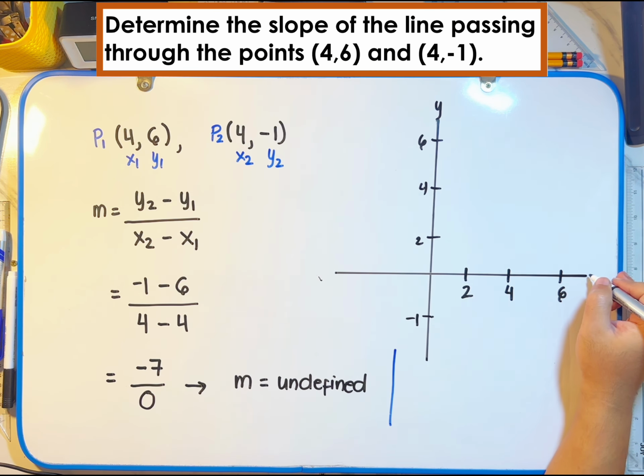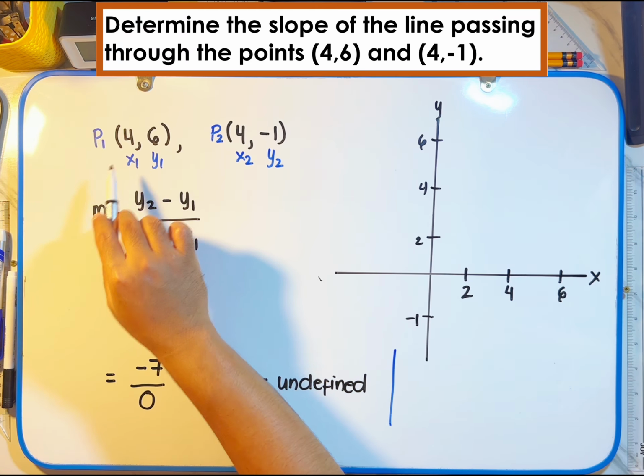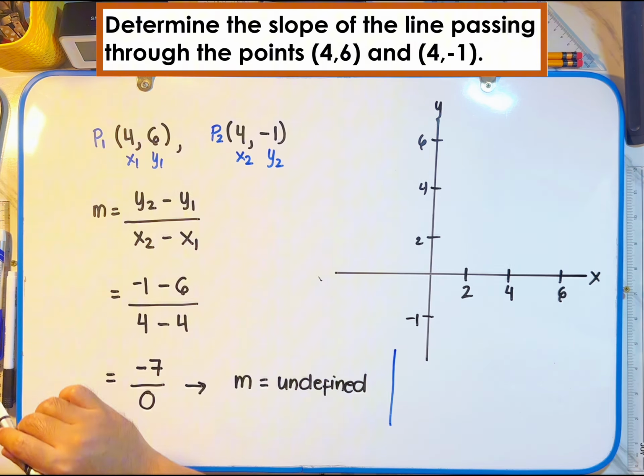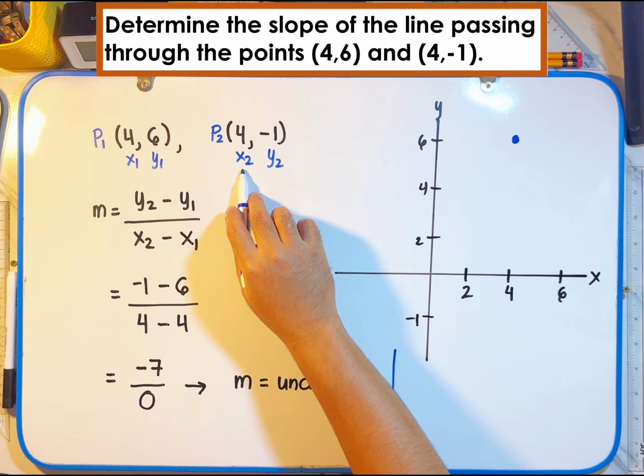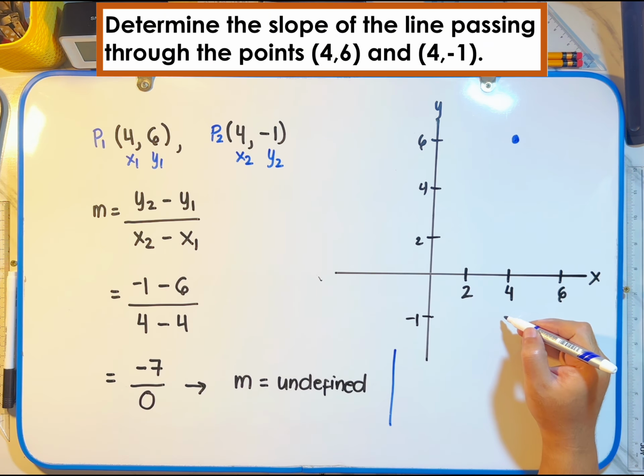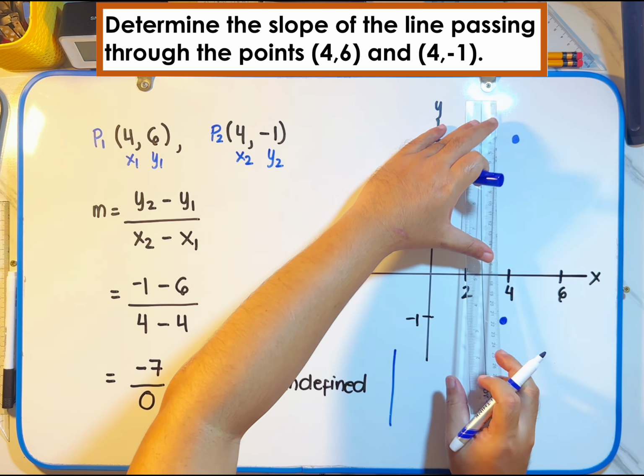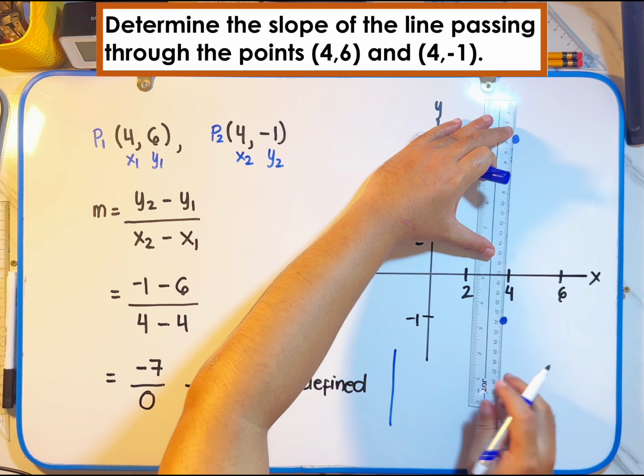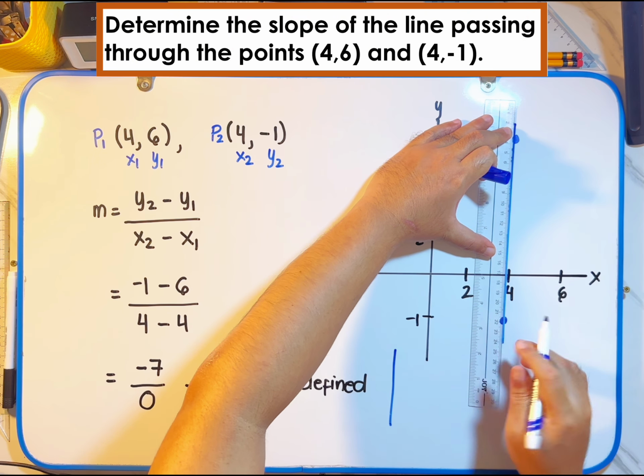This is y, this is x. First, let us plot the point 4, 6. So 4, 6 is right here. When x is 4, y is 6. While the other point, when x is 4, y is negative 1. So it's very clear again that we have a vertical line. So my drawing is not accurate, but you get the point.